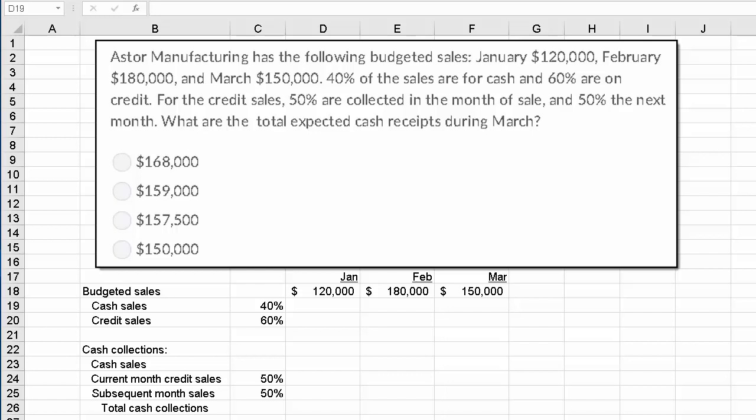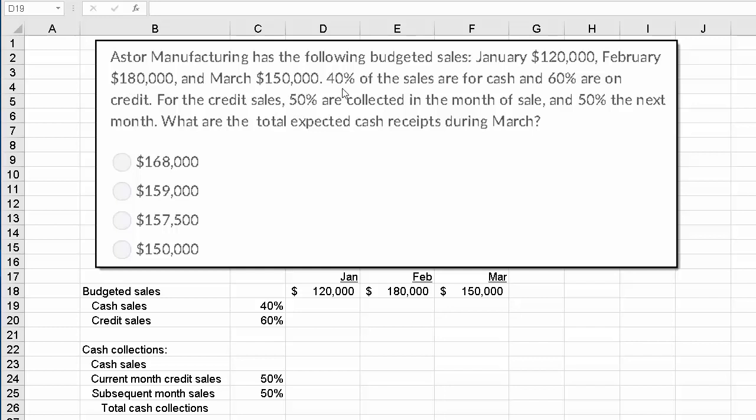Okay, let's explore this cash collections budgeting problem. We have the Astor Manufacturing Company, and they have budgeted sales for the next 3 months. $120,000 for January, $180,000 for February, and $150,000 for March.